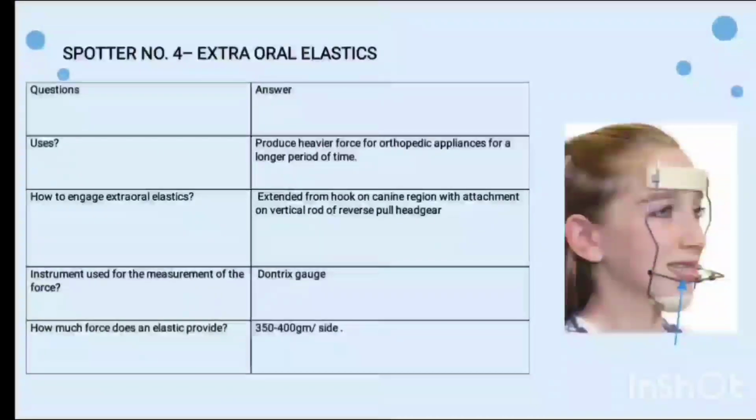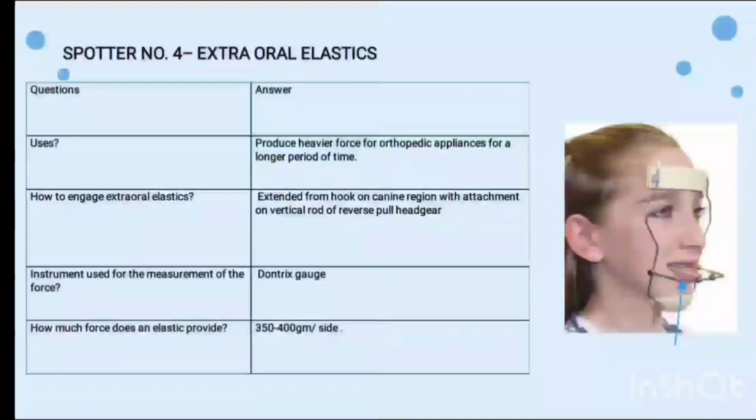Now, our last spotter is extraoral elastics. Now, where are they used? They are used to produce heavier force for orthopedic appliances for a longer period of time. How to engage these extraoral elastics? They extend from hook on canine region with attachment on the vertical rod of reverse pull headgear.